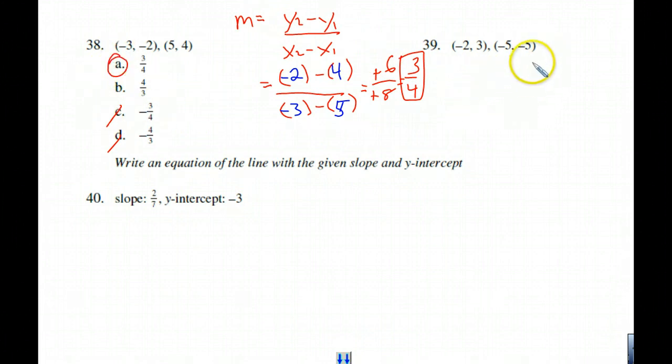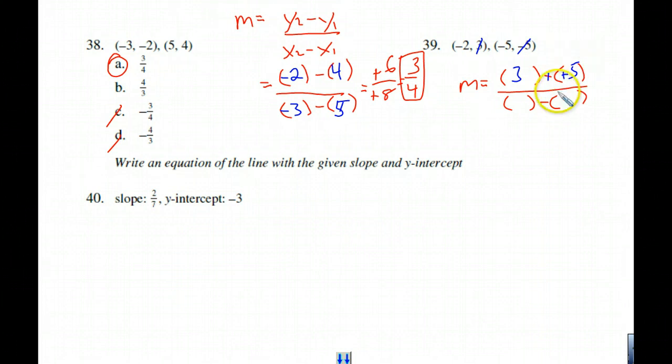Same thing on 39. So use these parentheses how I'm setting it up just to help avoid any problems with negatives. And y is on top, so we have 3 and negative 5. Notice how this would be minus a negative, so we're going to say 3 plus 5. And then negative 2 and negative 5. Once again, two negatives will make a positive. So 3 plus 5 is 8, and negative 2 plus 5 is 3. And that can't be reduced, so we'll just leave it like that.